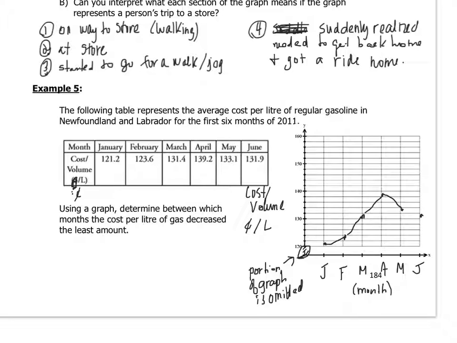just so you can see the growth, it says using a graph determine between which months the cost per litre of gas decreased the least amount. So the only months that showed a decrease were from April to May and May to June. And the one that showed that it decreased by the least amount would be from May to June, because it had a less steep slope.